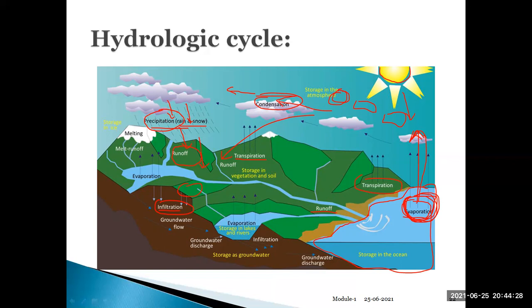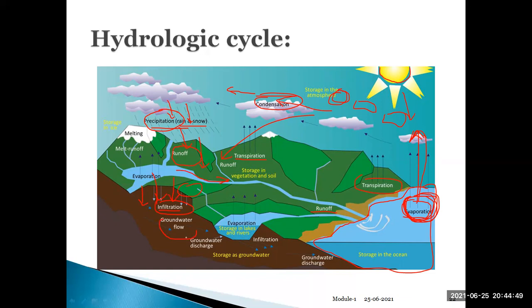Coming to the precipitation in detail. It will fall onto the ground, and some quantity of whatever rain precipitation occurs will flow as a surface runoff, and some will infiltrate into the ground surface and reach the groundwater.